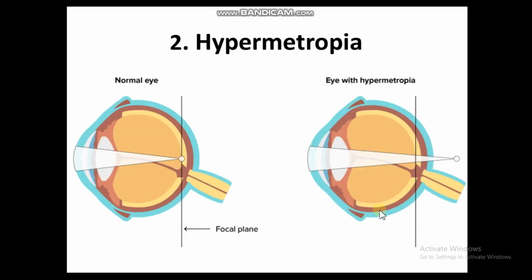So next is hypermetropia. It is also one kind of eye defect. It is just the opposite of myopia. In the previous condition, as in a normal eye, the images are formed on the retina, but here you can see the images are formed behind the retina. So in this condition also the object will appear blurred to the person.